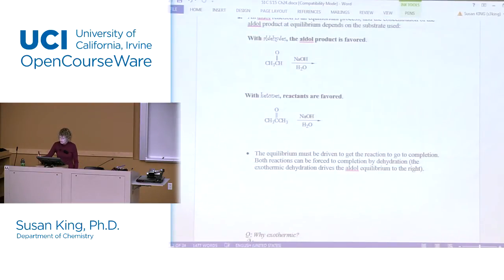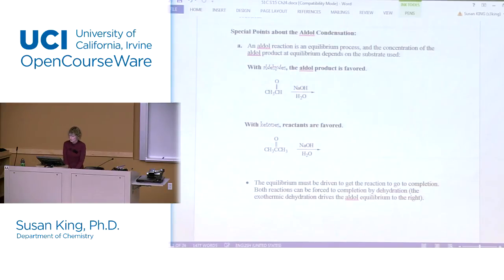And that is, aldol reactions are an equilibrium process, as you saw with all my reversible arrows, especially the ones I fixed in the last step. And the concentration of aldol product at equilibrium depends on the substrate used. With the aldehydes, the aldol product is favored, but not by a huge amount. So 55% at equilibrium.